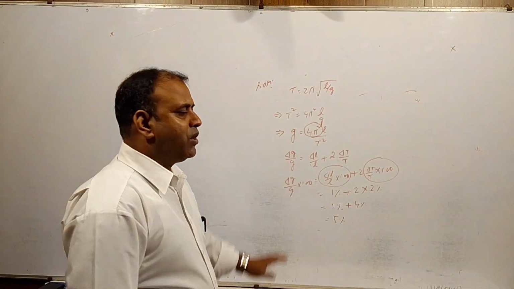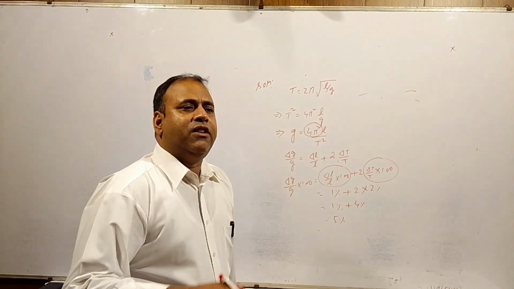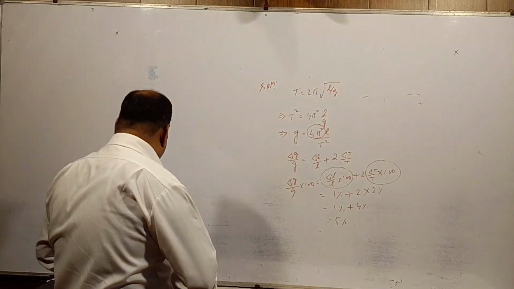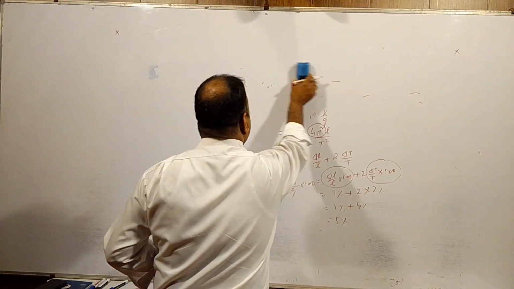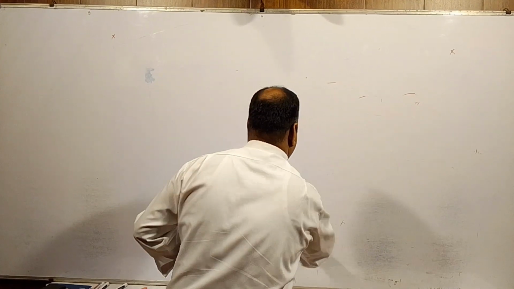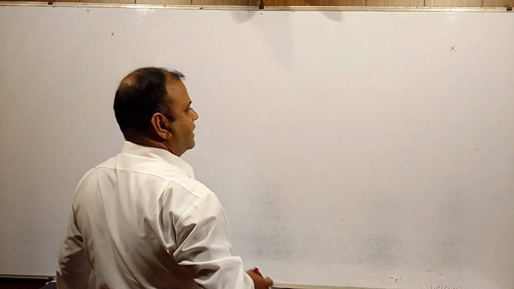So this is a very important topic. Relative error: if the relative error is given, then we have to calculate the percentage error also. For example, this is the textbook example I am going to discuss. What is the percentage error?